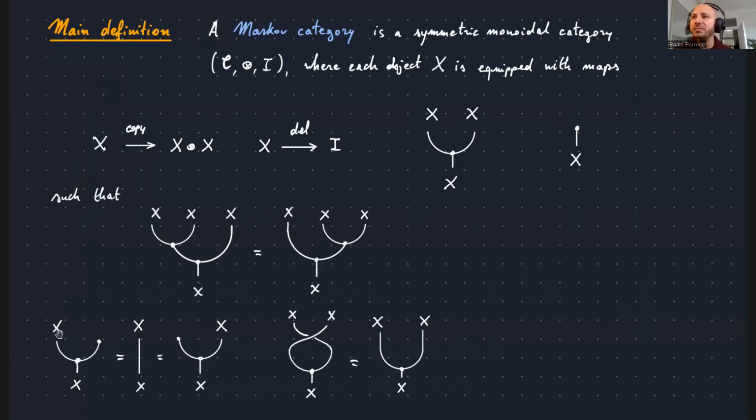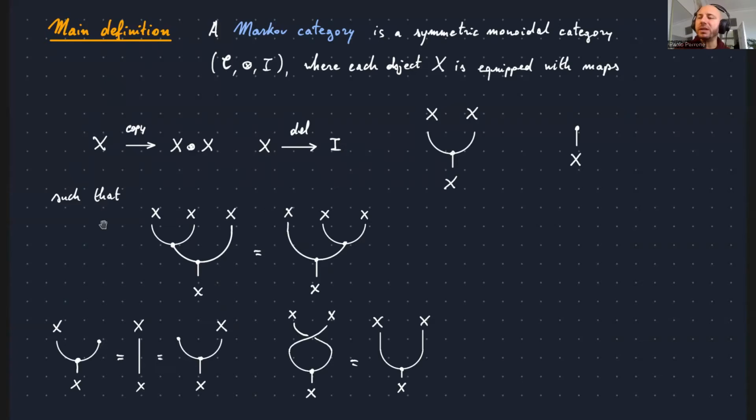Here we have to say that these copy and delete maps satisfy the commutative comonoid axioms for each X, which means what? The first of these equations tells us that if you copy the state of X and copy the first copy, it's the same thing as copying the second copy. So you just have three copies which are equal. This condition tells us if you copy X and discard one of the two copies, it's the same as doing nothing. And this one says that if you copy and switch the two copies, then it looks exactly the same. So the two copies are the same, really.